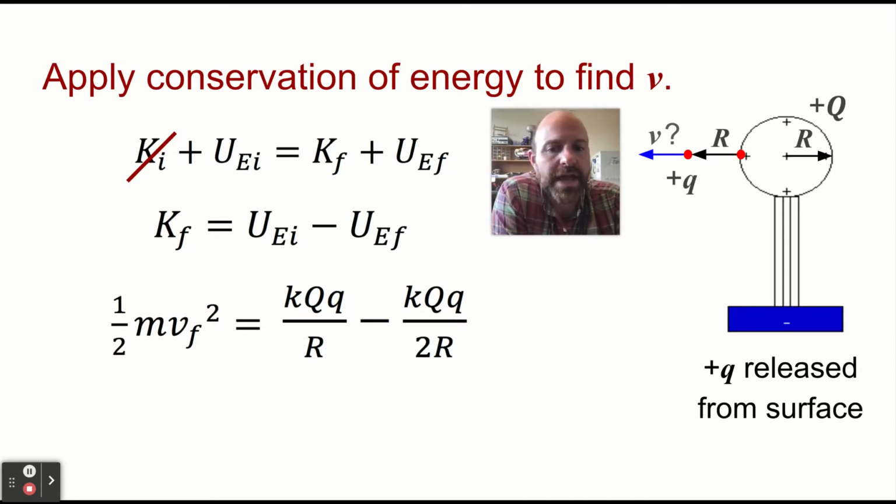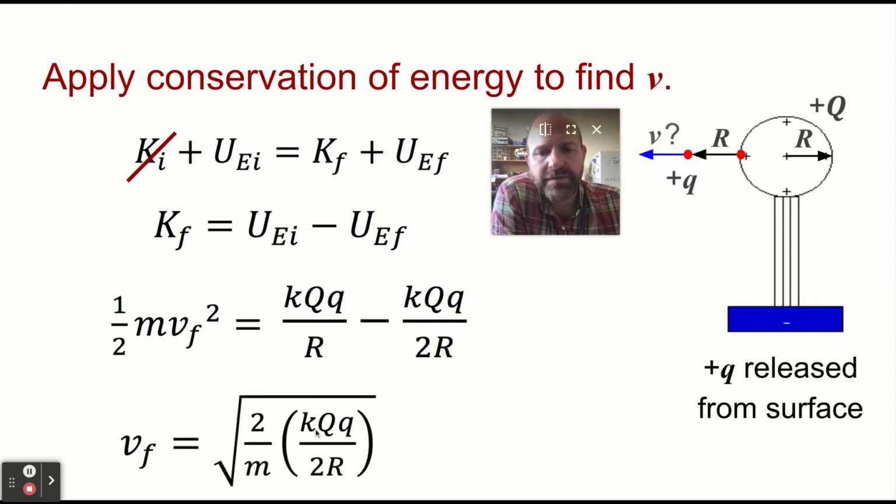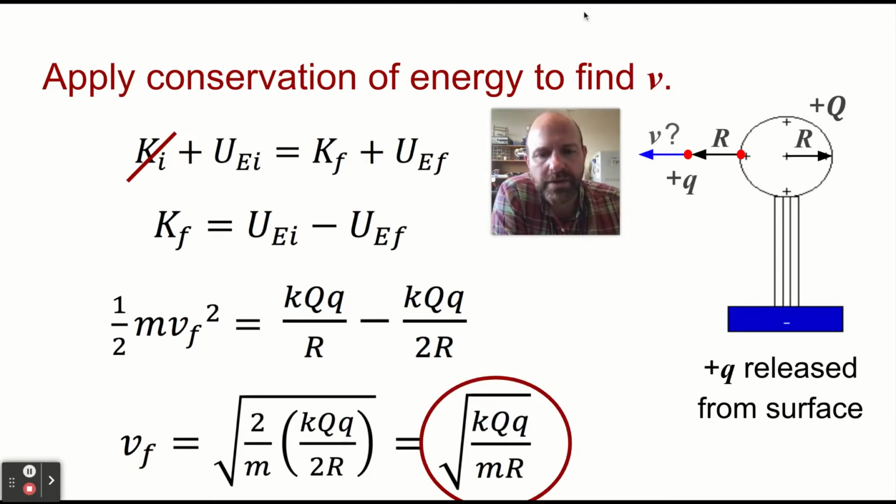At the surface, you have KQq over R. And then at the new point r from the surface, that's a distance of 2R from the center, you get KQq over 2R. You get V final as the square root of that. And you could plug in an actual value if you knew it.